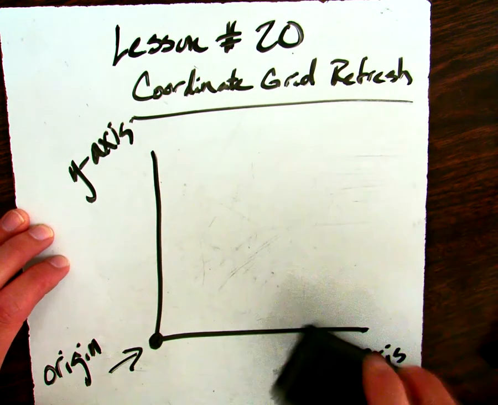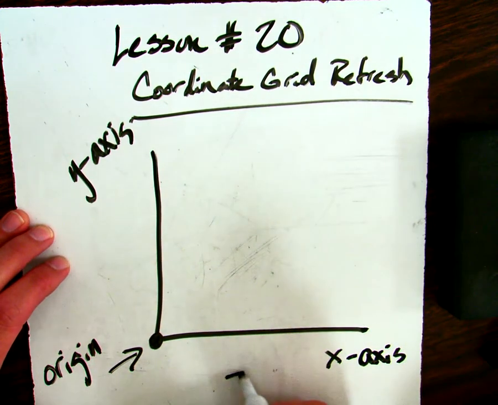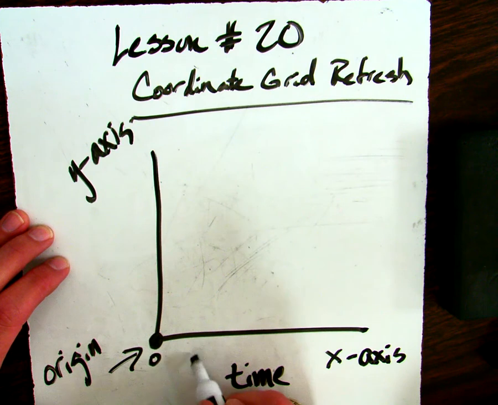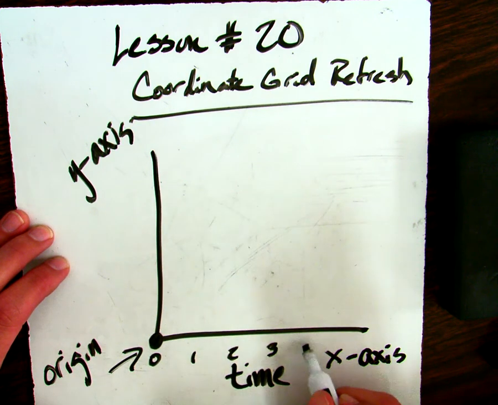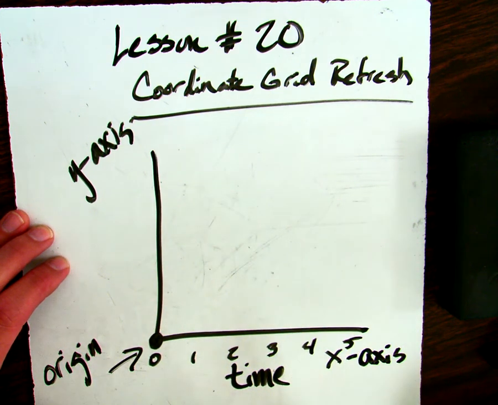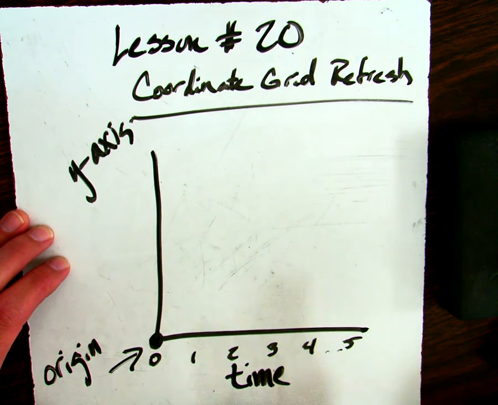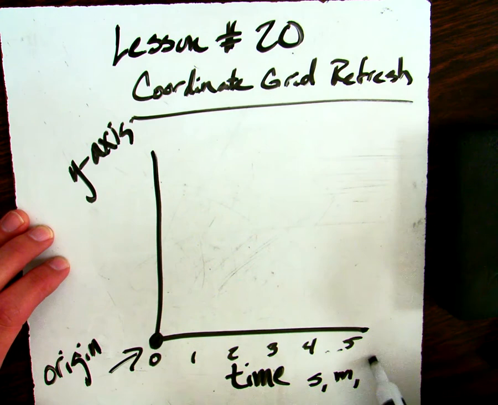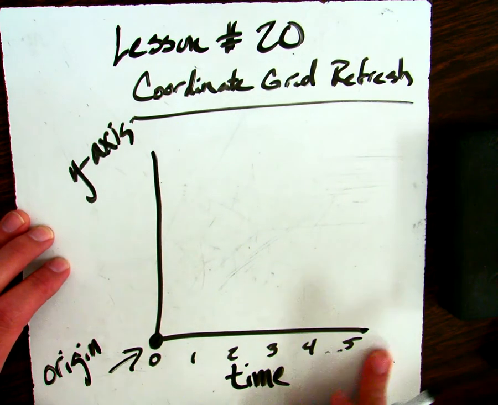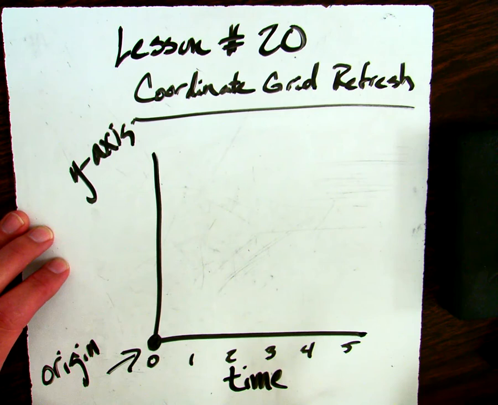So let's go back here to our x and y axis. Along the bottom, we're going to have our time. So we'll have 0 here, 1, 2, 3, 4, 5. Now because it's time, it might be seconds, could be minutes, might be hours. Could even be years in some cases when we're talking about geology and how slow plate tectonics move.